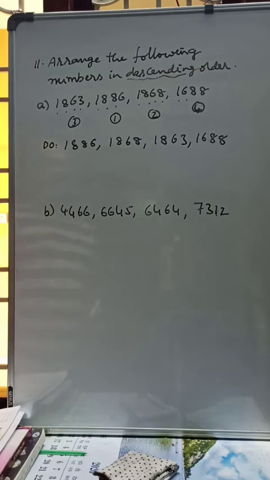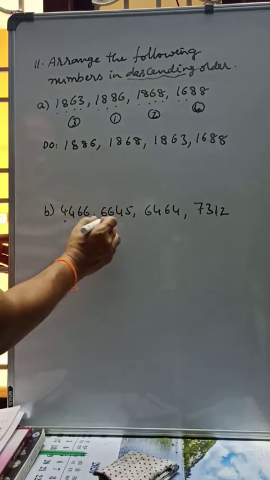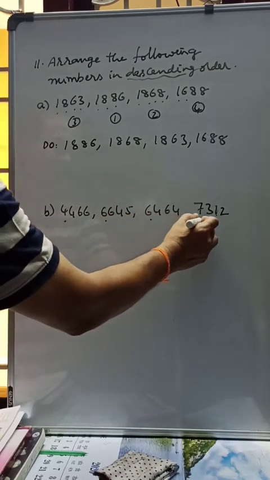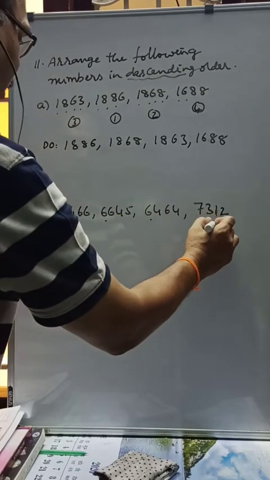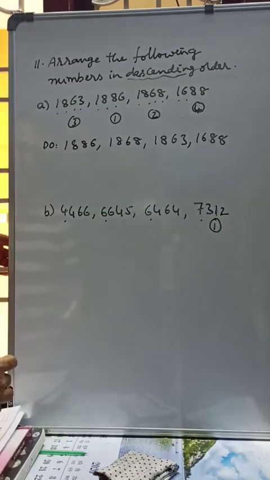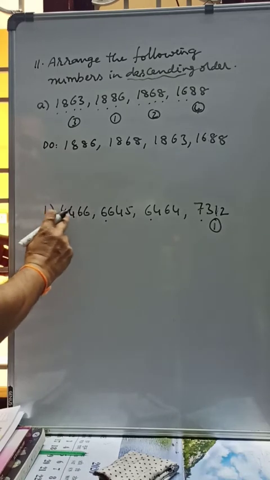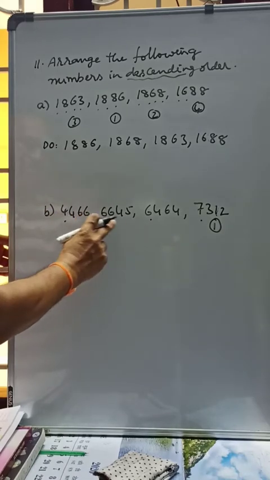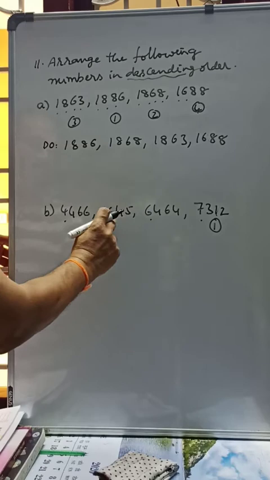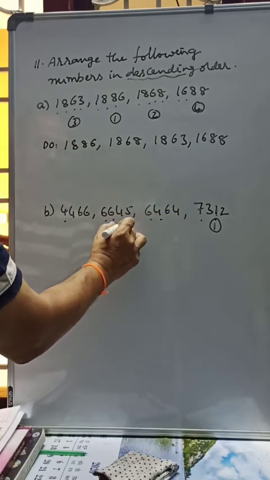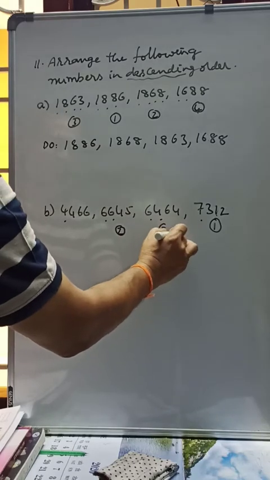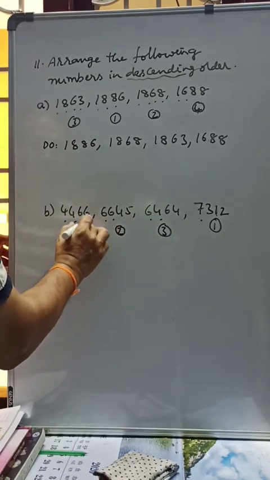Then coming to B, first we will give the numbers. Again we will compare the thousands place: 4, 6, 6 and 7. Among 4, 6 and 7, 7 is the greatest, so you give the number 1 to this. Between 4 and 6, 6 is greater, so these two numbers we have to compare. Compare the hundreds place. Here 6 is more than 4, so give number 2 to this. This is number 3 and the leftover is 4.